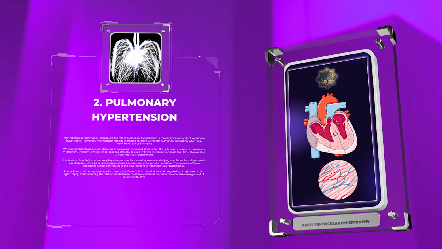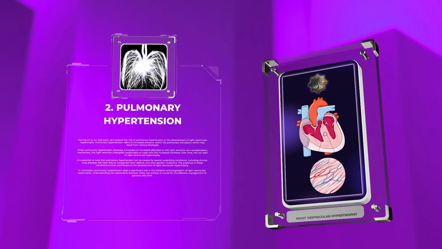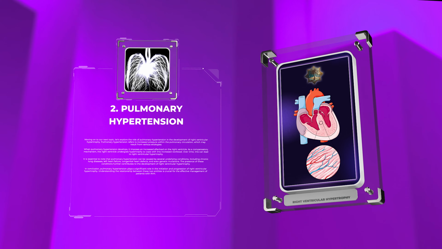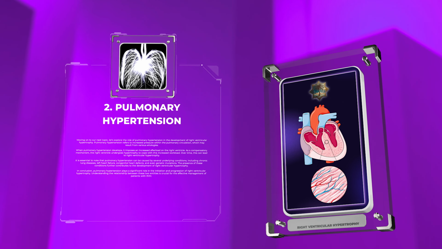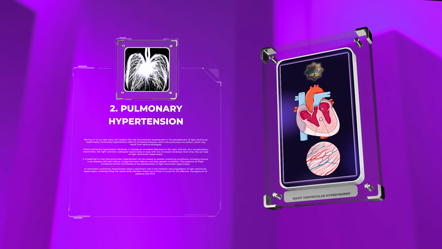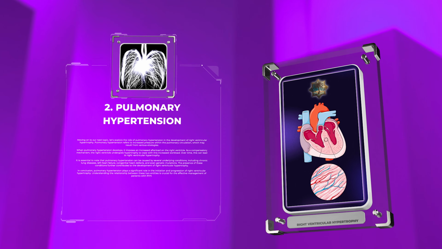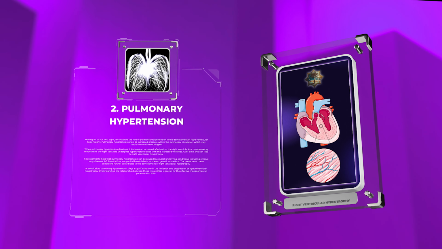ventricular hypertrophy. Pulmonary hypertension refers to increased pressure within the pulmonary circulation, which may result from various etiologies. When pulmonary hypertension develops, it imposes an increased afterload on the right ventricle. As a compensatory mechanism, the right ventricle undergoes hypertrophy to cope with this increased workload. Over time, this can lead to right ventricular hypertrophy.